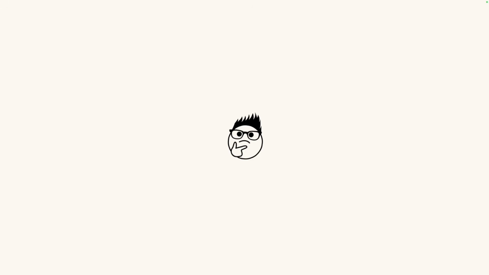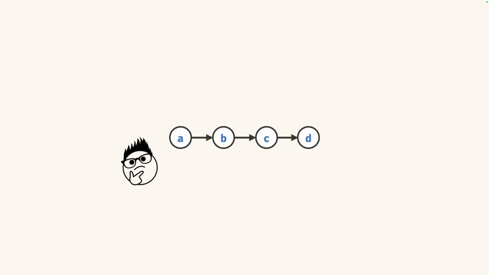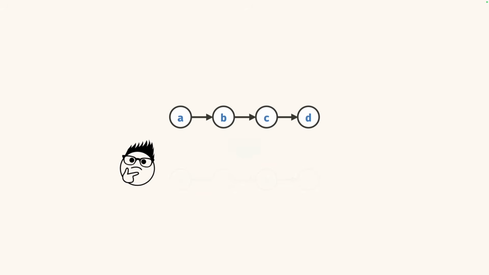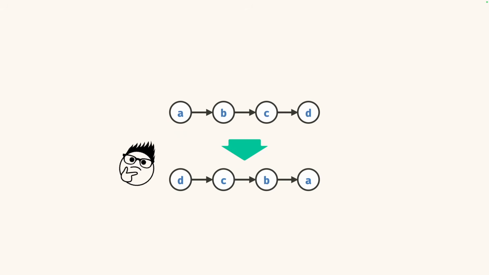So in this problem, we're going to be given a linked list as input. And what we want to do is reverse the order of nodes in that linked list. They tell us that we should actually mutate the original linked list. Here we don't want to create a new one. So that means we have to modify the existing nodes to reverse the linked list.